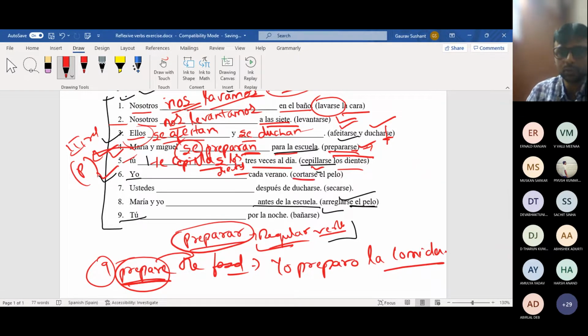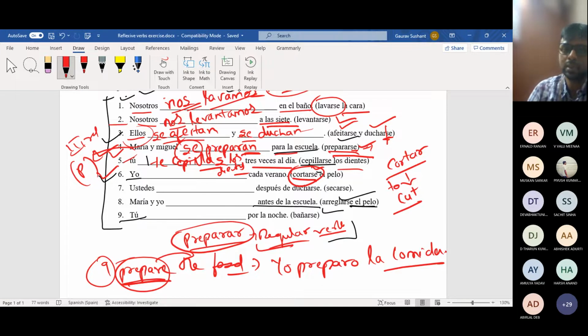Number 6, it is yo subject. The verb is cortarse. So this is the new verb which is coming. So please note down these new verbs which are coming in. So cortar, if you are just using cortar, it can be a regular verb, to cut. When you are cutting some other object, like you cut a paper, you cut a cloth, then you are doing a regular verb action on an object. But when you are cutting any part of your own body, basically your hair and your nail, you are actually doing a reflexive action.